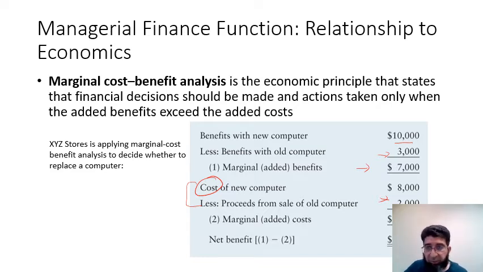Then we can use the benefit of 7,000 with the marginal cost of 8,000 and see if it's a positive figure, which you can't see here because of my video, but in the slides available you can see those numbers. You will see the net benefit is positive. That is the marginal cost benefit analysis, which is the economic principle that states that financial decisions should be made and actions taken only when the added benefit exceeds the added cost. So we will always look at this added benefit exceeds the added costs.